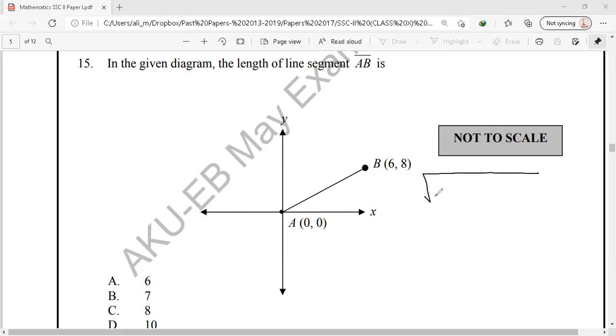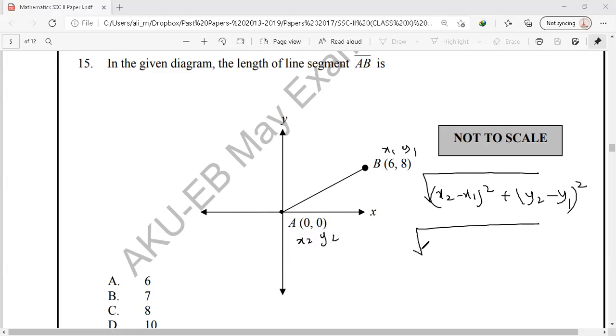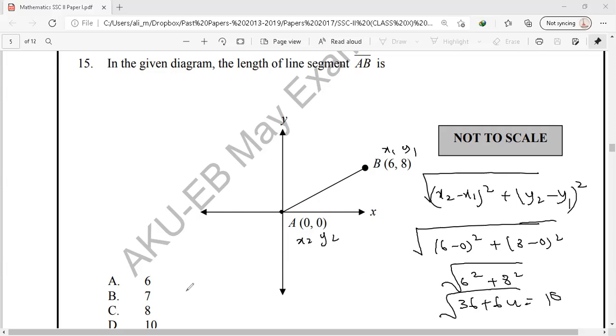So let's apply the distance formula, x2 minus x1 whole square plus y2 minus y1 whole square. These are the values. Let's say this is x1, y1, and this is our x2, y2. So our expression will become 6 minus 0 square plus 8 minus 0 square. So 6 square plus 8 square becomes 36 plus 64, and the square root of this will become 10. So option D is the correct answer for question number 15.